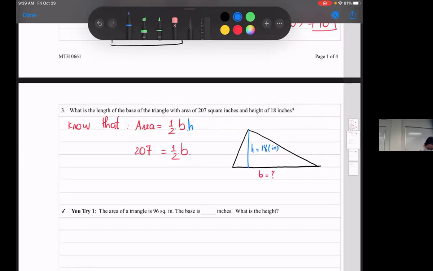What's the height? 18, or can I say 18 over 1? 18 reduced with the 2 is 9. So 207 equals 9B. Is everyone okay with the 9B, or where does it come from?